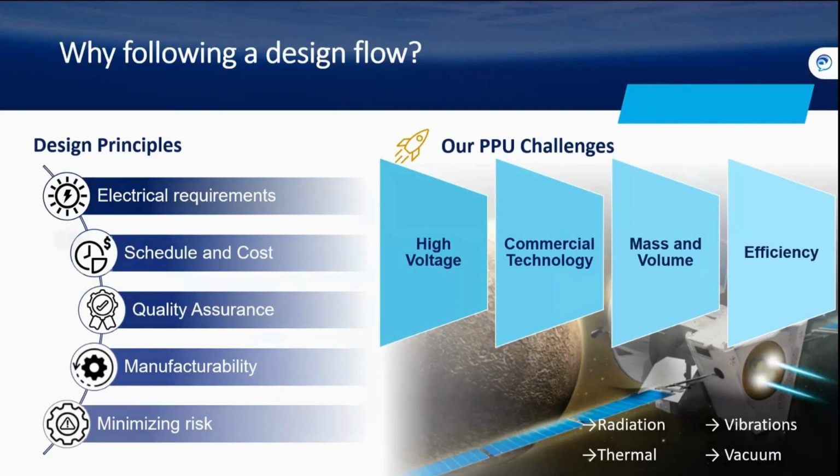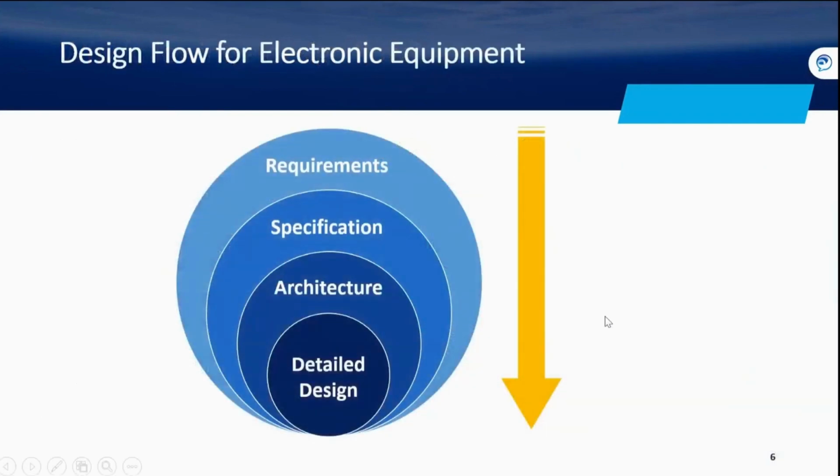Let's move on now to the main stages of our electronic design flow. The main stages are these four. You can see them here. They are requirements, then will come the specification and architecture design or preliminary design, and finally our detailed design.